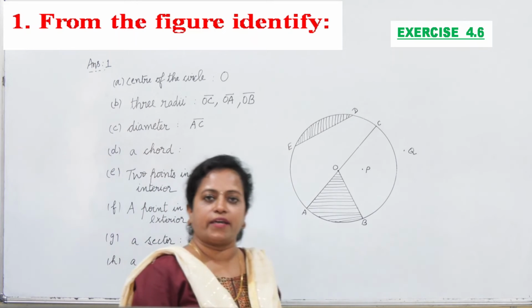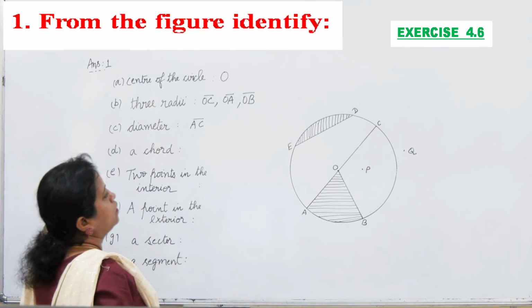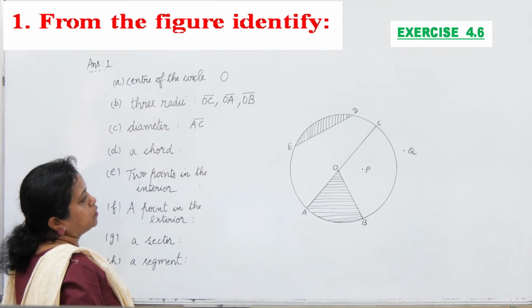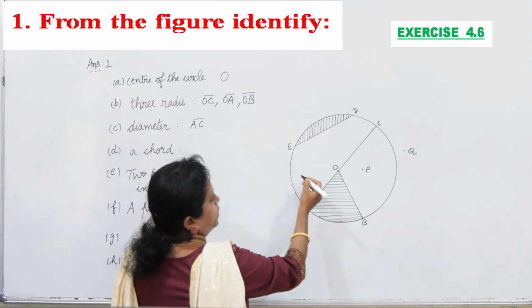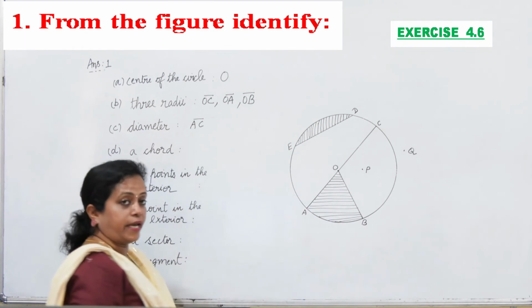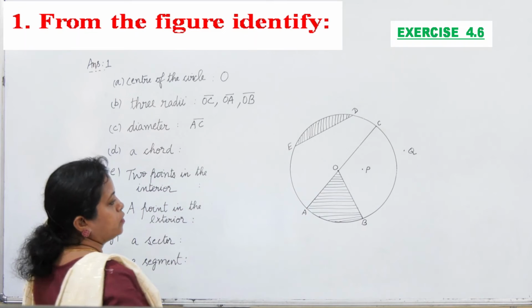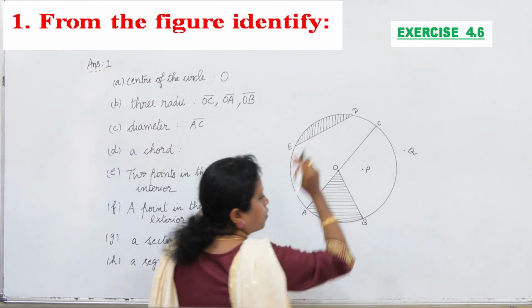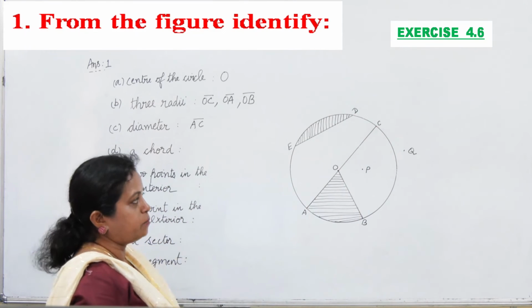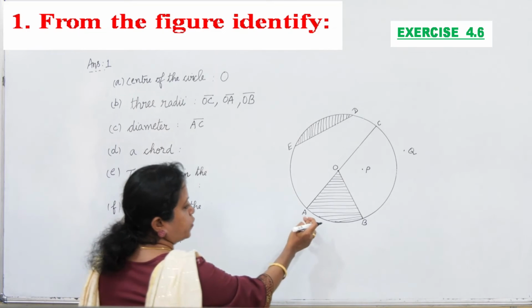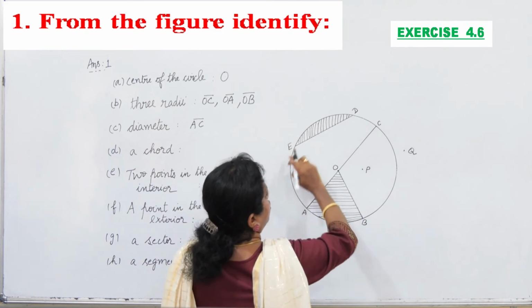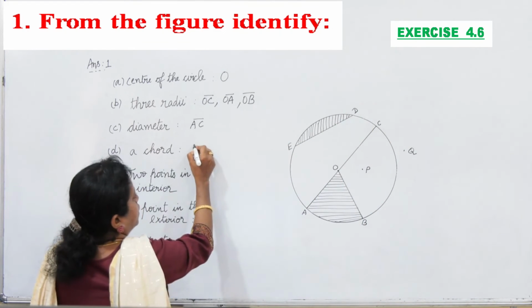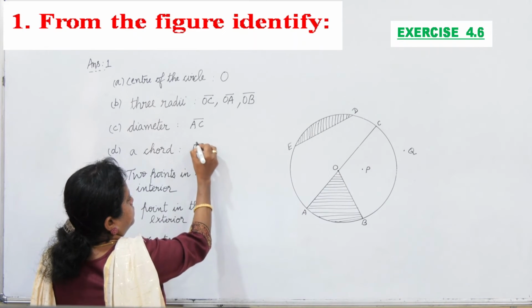You have to identify a chord from the circle. What did we learn about the chord? It is a line segment which has its endpoints on the circle. So even the diameter is also a chord of the circle. Okay, diameter is also the chord of the circle. You can write diameter AC as a chord, or ED is also a chord.